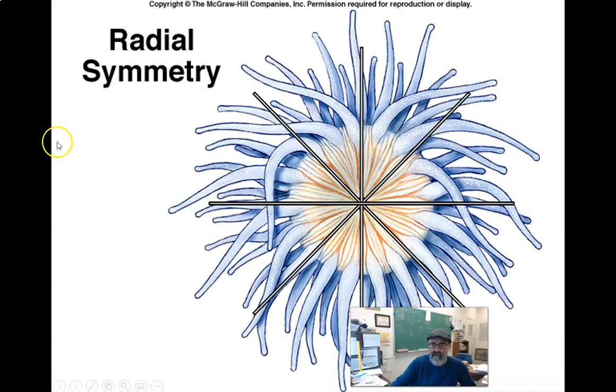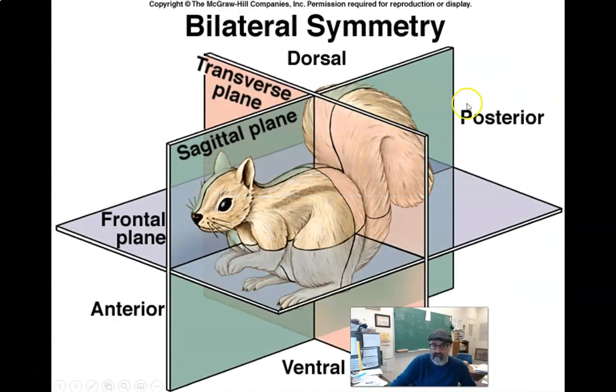So radial symmetry, pizza pie, slice of pie, two equal sides. Now it's not spherical in that there is a top side and a bottom side, but maybe just not a left and a right side. Bilateral symmetrical, right? Do learn these planes.